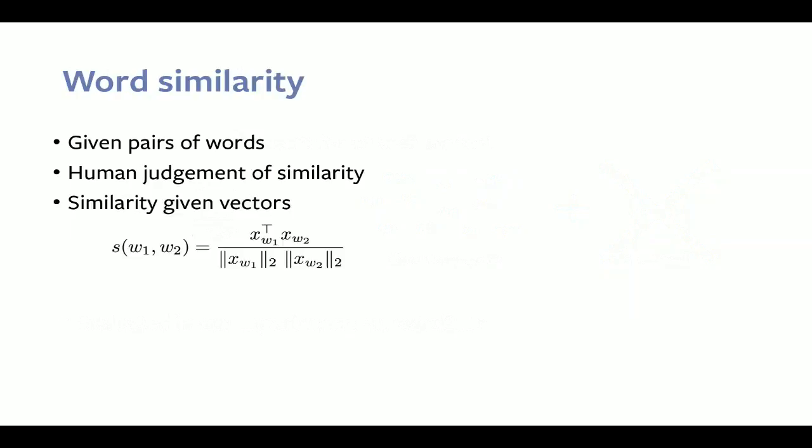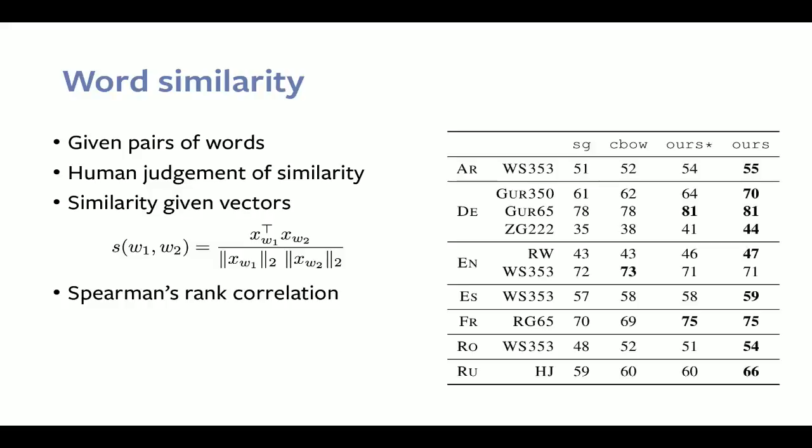So the first task on which we evaluated our word embeddings is word similarity. You have pairs of words with a human judgment of similarity. We compute our similarity as the cosine similarity between the two vectors, and use Spearman's rank correlation between the two lists of scores. So we evaluated on Arabic, German, English, Spanish, French, Romanian, and Russian. These are the languages for which we have found word similarity datasets.